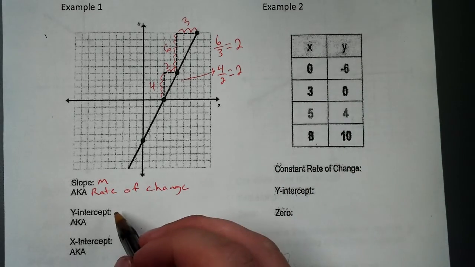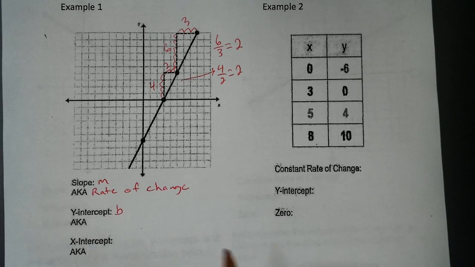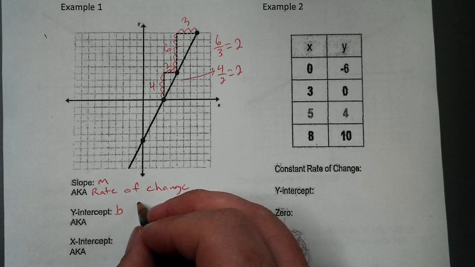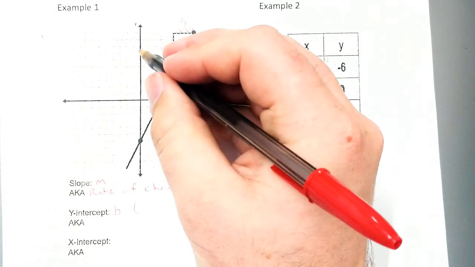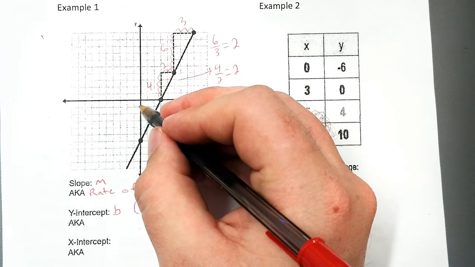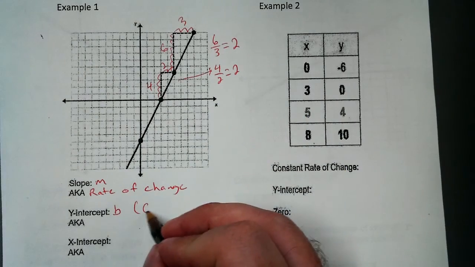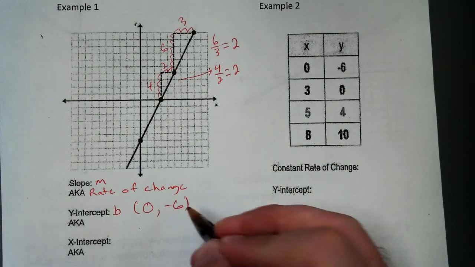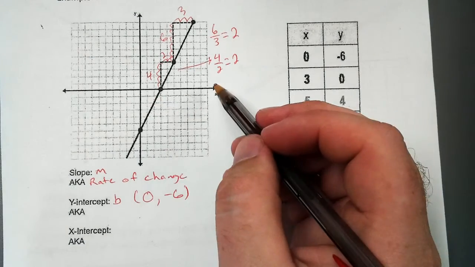Now, our y-intercept, remember in a problem it's going to be the letter b. So in this, we're looking for where it crosses the y-axis. Boom, right here's the y-axis. It crosses at this point. So let's count. It's at negative 1, 2, 3, 4, 5, and 6. So 0, negative 6.